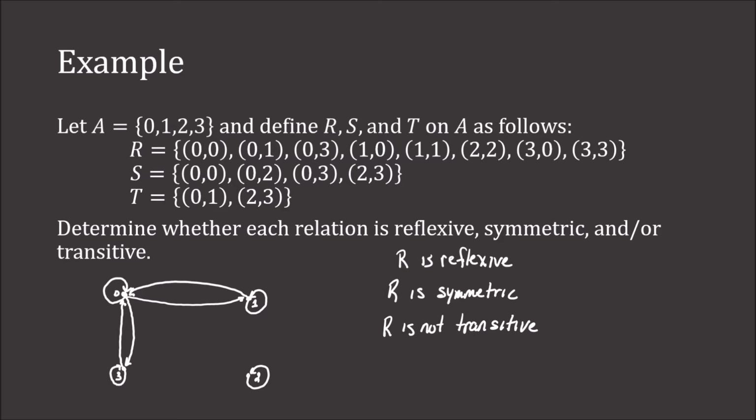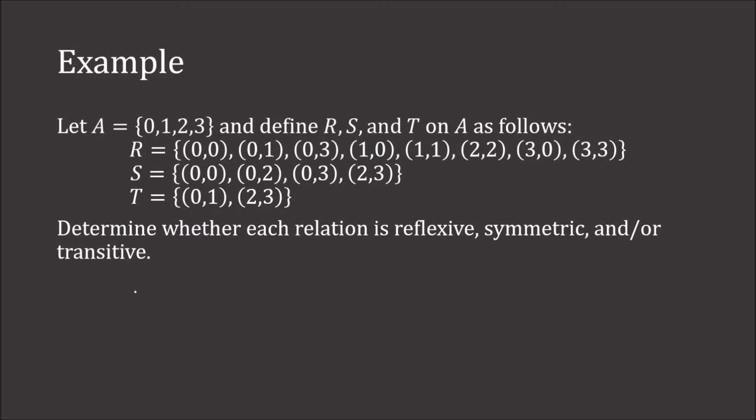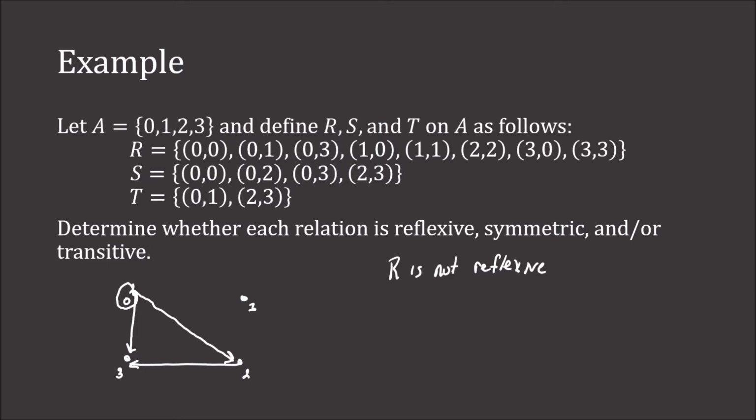Let's look at the directed graph for S now. So 0, 1, 2, 3. So we have 0, 0, 0, 2, 0, 3, and 2, 3. So is it reflexive? Well, the only point that has a loop arrow is 0, so S is not reflexive. Is it symmetric? So 0 goes to 2, but 2 does not go back to 0, so no, it is not symmetric.